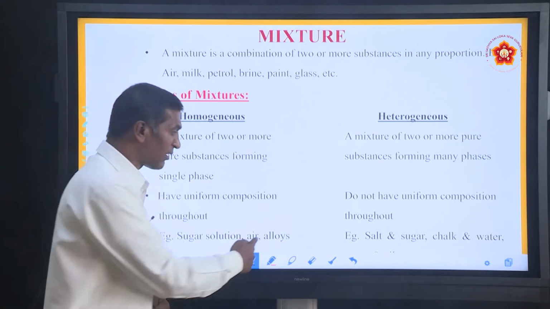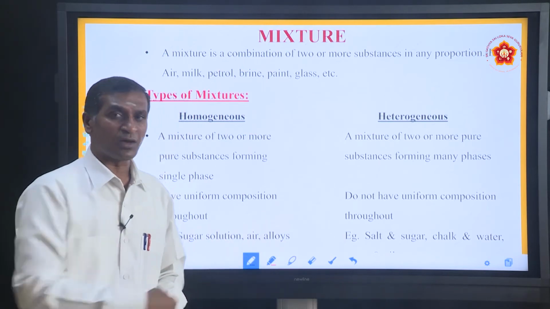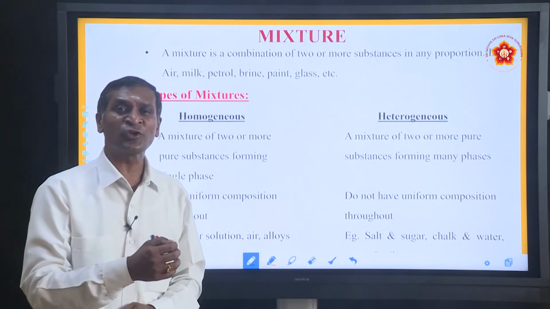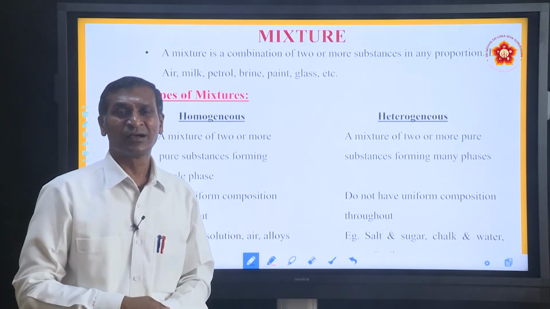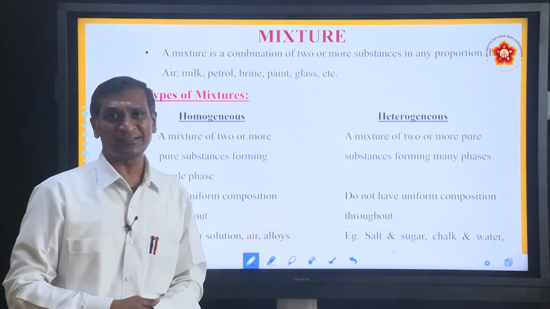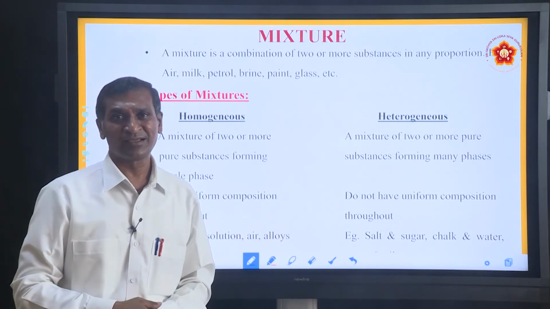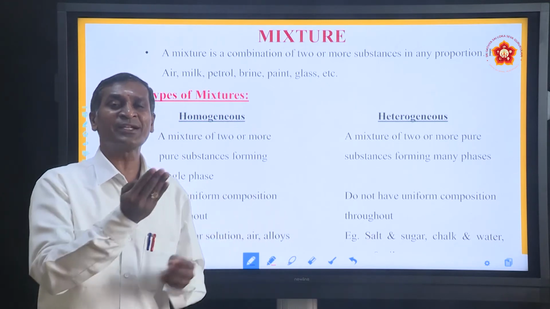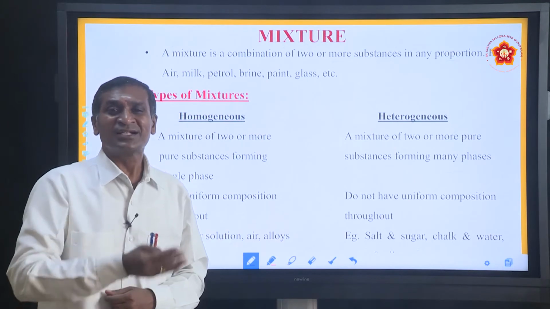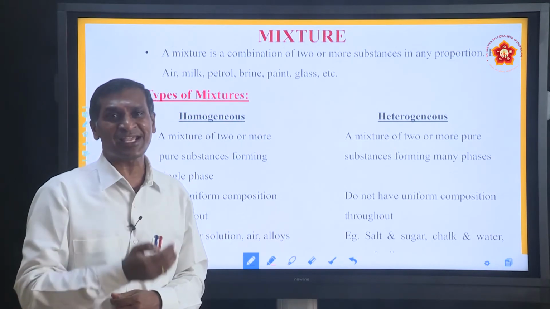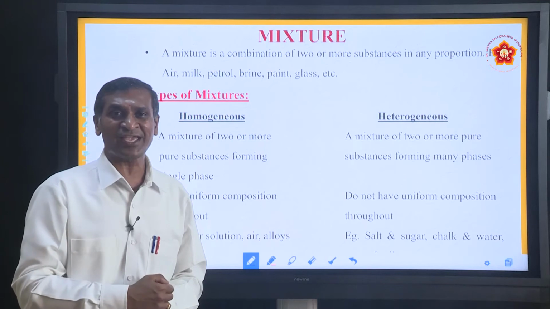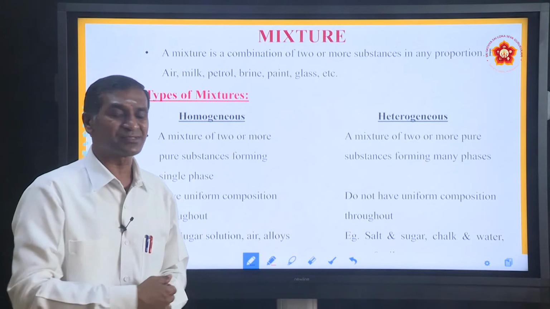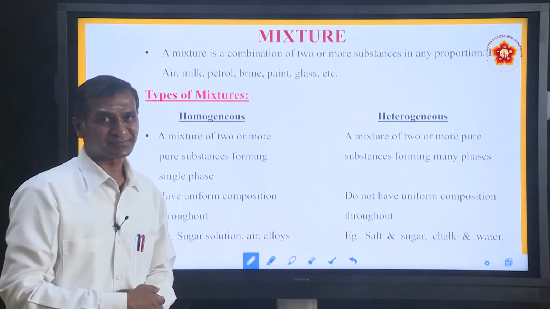What is this alloy? Alloys is the plural; an alloy is a combination of 2 or more metals, or a metal with a non-metal. Even though metals are combined together, or a metal and a non-metal are combined, still we don't see different layers. It appears as a single phase. Brass and bronze are examples of alloys.